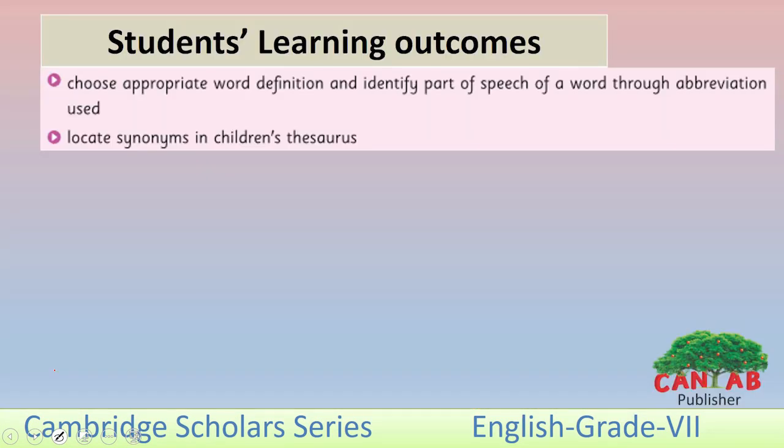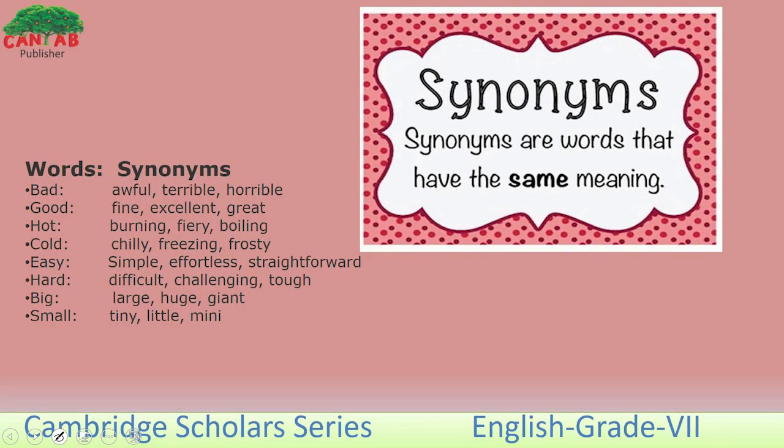Now look at the second part of this lesson: synonyms in the children's thesaurus. First we will discuss synonyms. Let's have a look here. What are synonyms? Synonyms are words that have the same meaning. They are different words, with different spellings, but they have almost the same meaning. Look at the examples here.